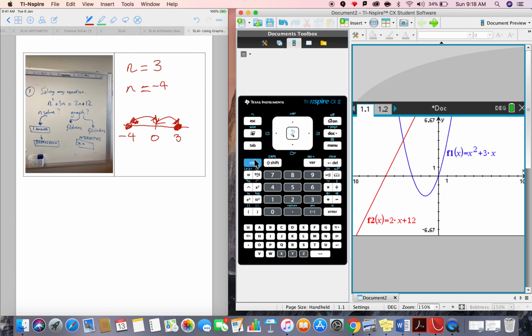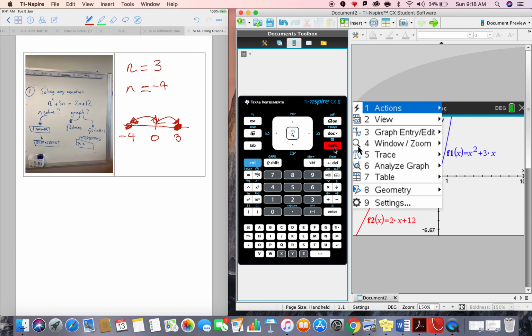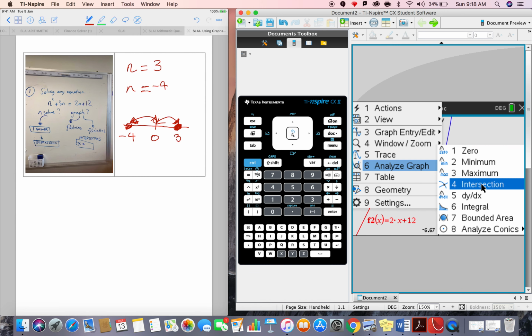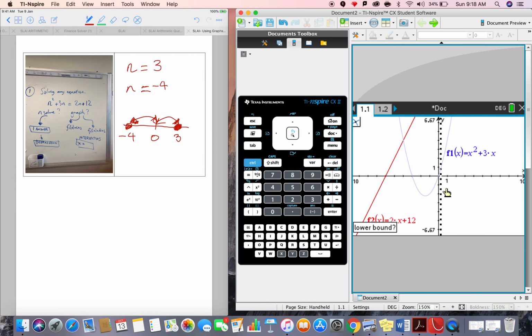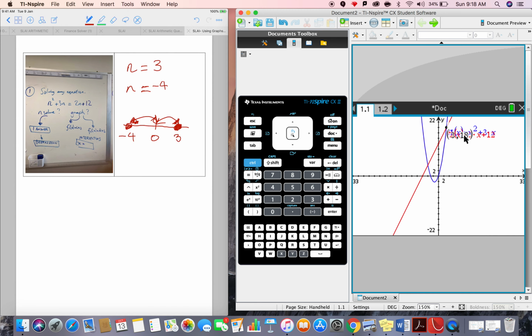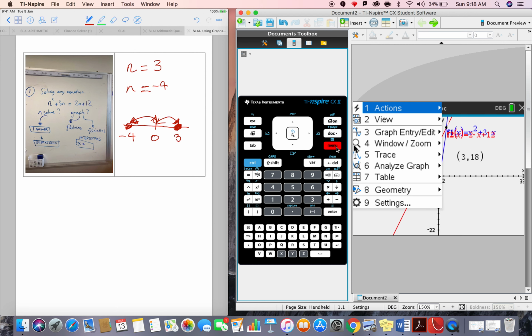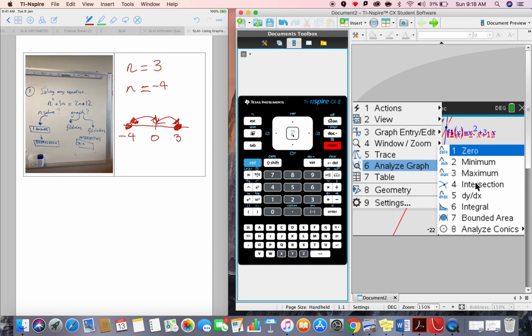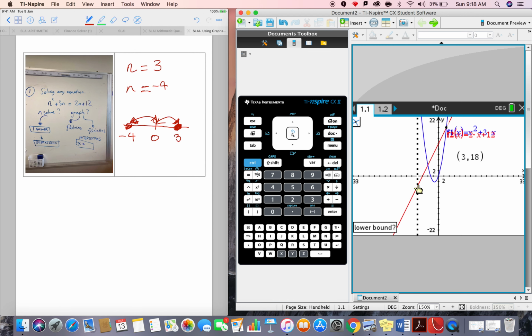But now shout out to Cara because she has the top tip for analyze graph intersection. If you just search from maybe the left hand side to the right hand side, then the graph automatically updates and gives you the solution there. So there you go, there's our x equals 3 solution. Menu, analyze graph, intersect, and here is our other solution, and that is x equals negative 4. So x is negative 4, x equals 3.